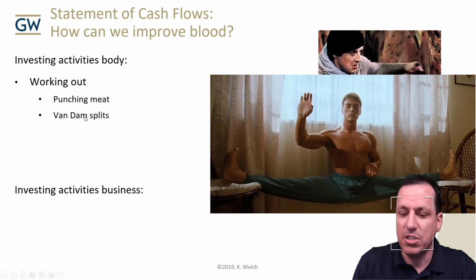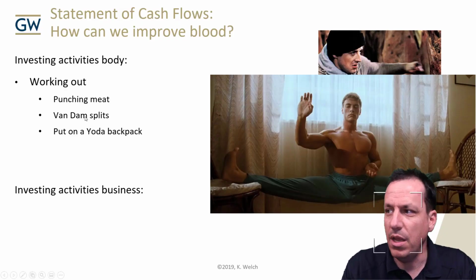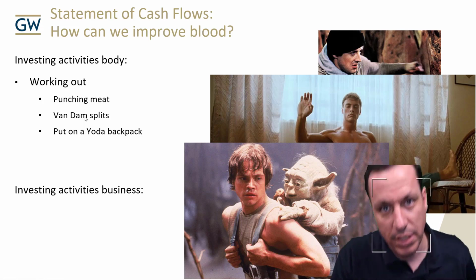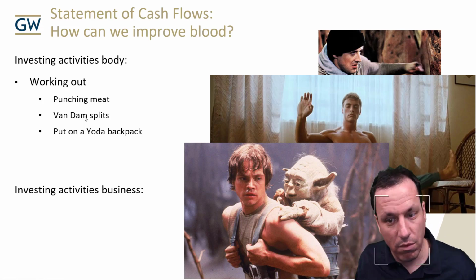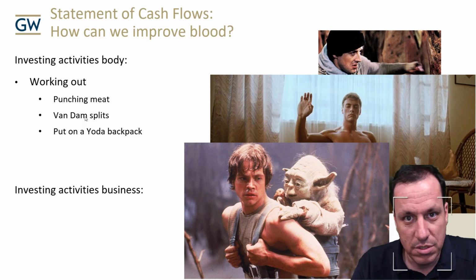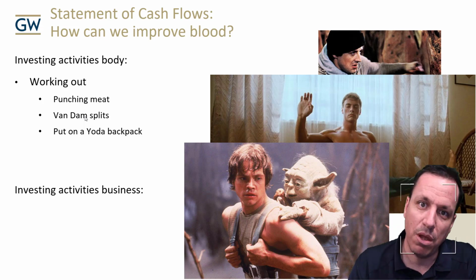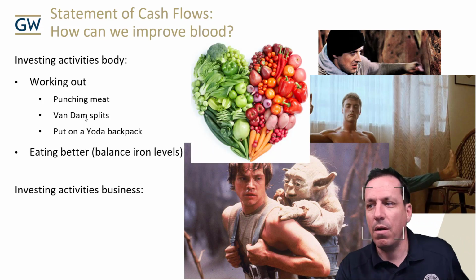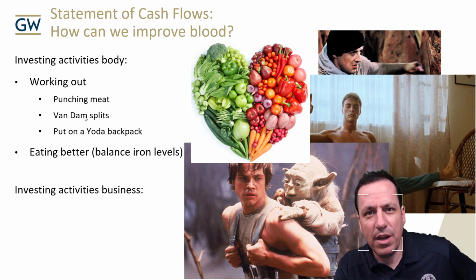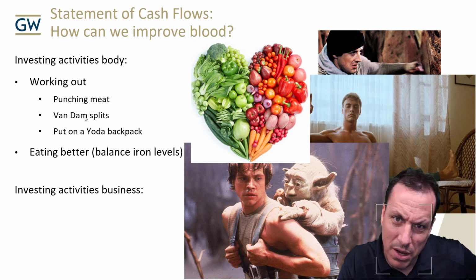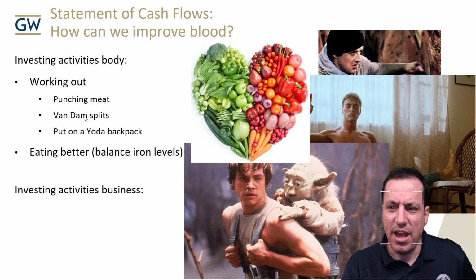Getting the Van Damme splits going. It could be putting on a Yoda pack. You get a little Yoda pack on your back and you walk around. You can burn some pounds that way, increase your blood flow. Eating better, balancing iron levels. If you eat better, supposedly that helps your blood and helps with the quality of blood that you have.